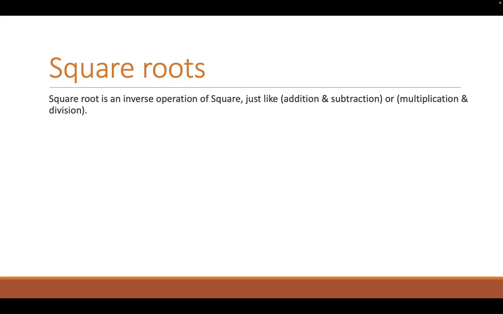Now coming to the next, square root of 9 is 3. Square root of 16 is 4. So it's just the inverse operation. 4 square equals 16, 3 square equals 9. And then when you do the square root, you will get the original number. Ways to find square roots. Next topic.